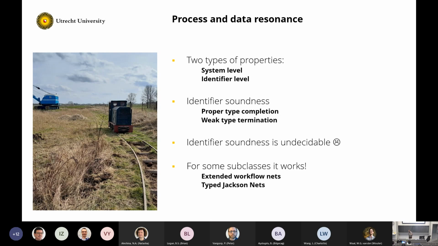It's the process and data resonance. It's the combination. They resonate together. They work well together.